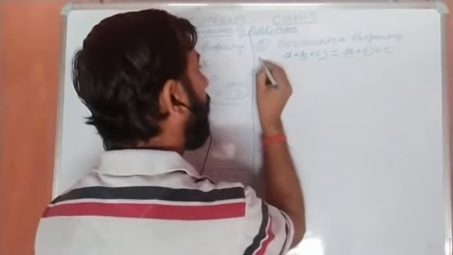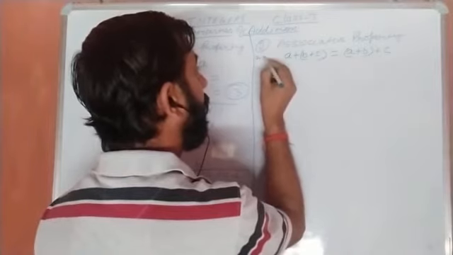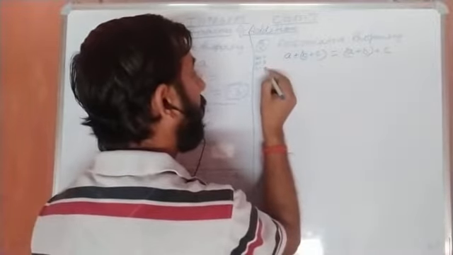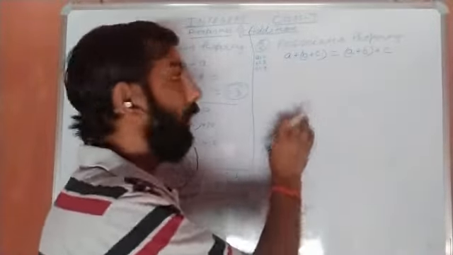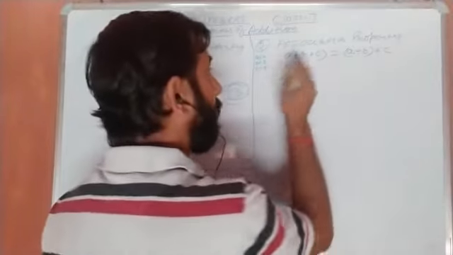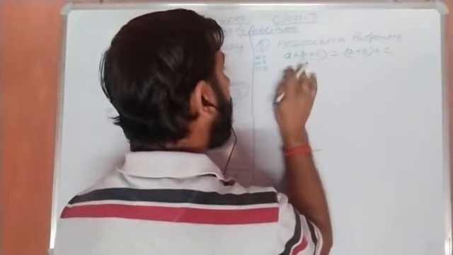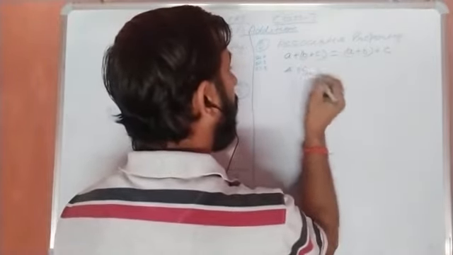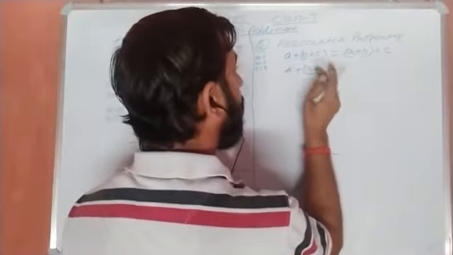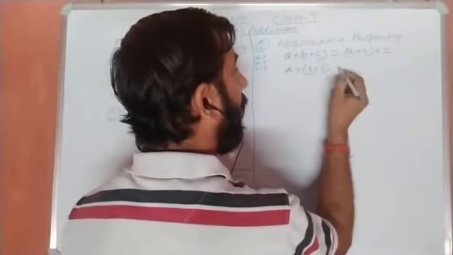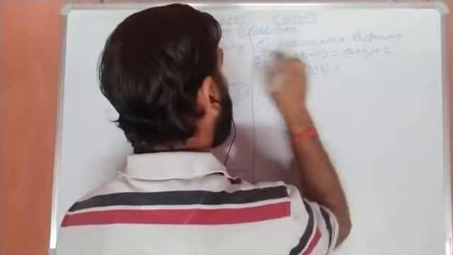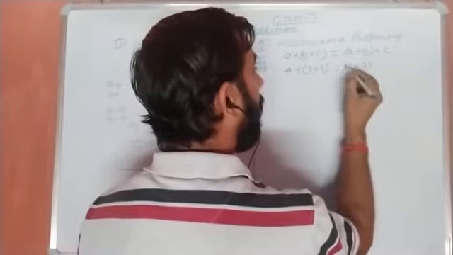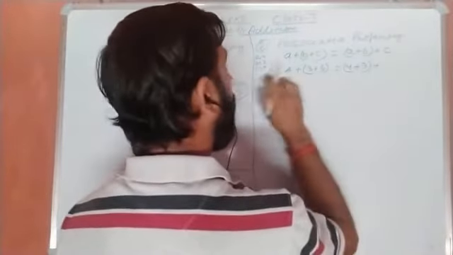Suppose, let's take an example. A equals 4, B equals 3, C equals 5. If we are adding, all the integers are positive. So here, A will be what? 4 plus B is 3 plus C is 5 equals to what? 4 plus B is equal to 3 plus C is equal to 5.